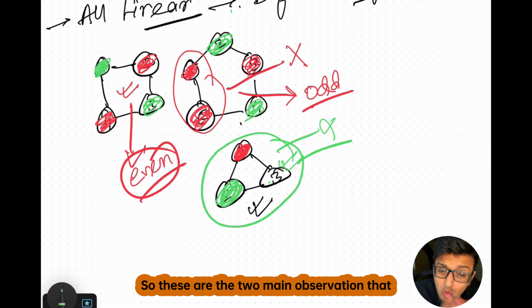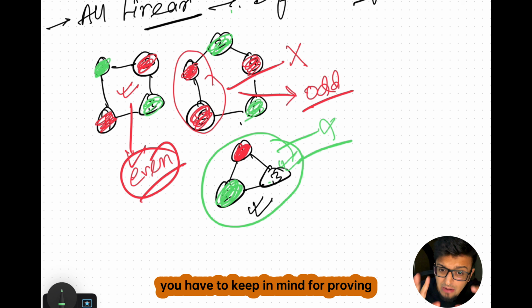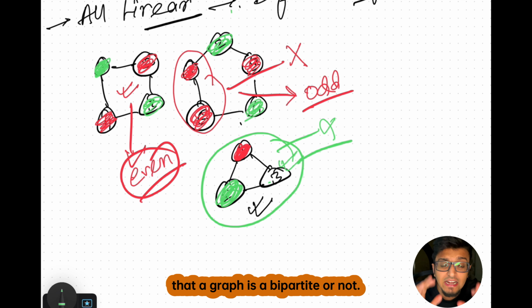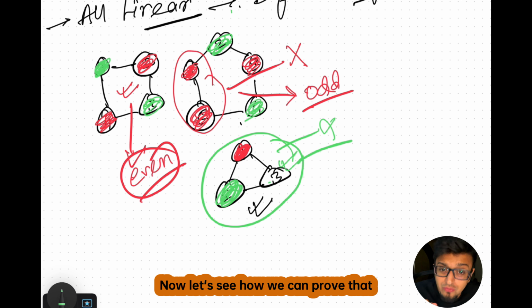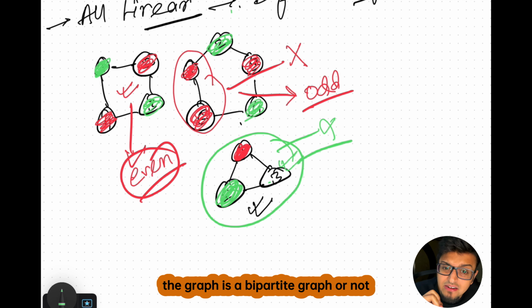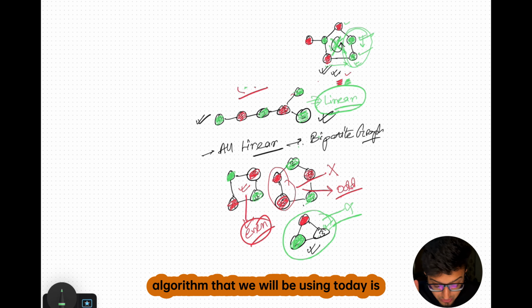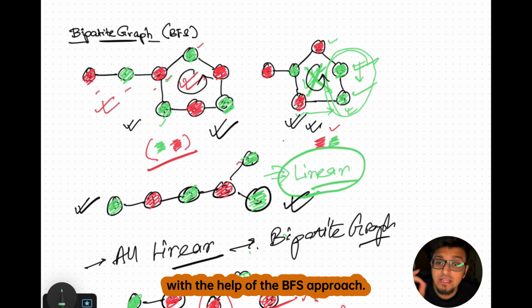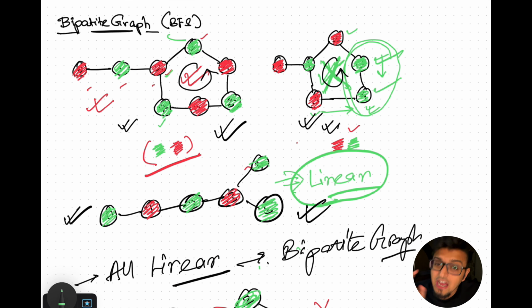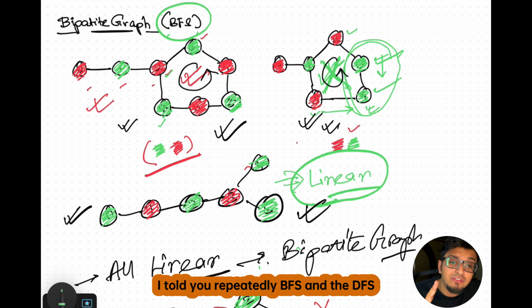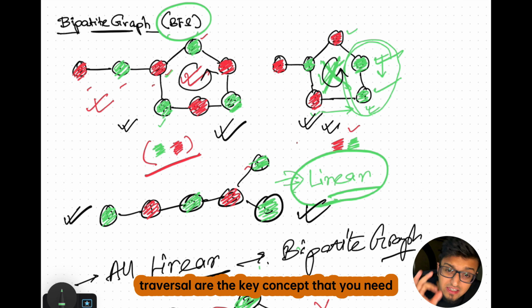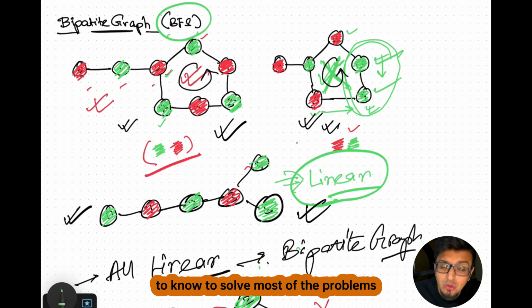So these are the two main observations that you have to keep in mind for proving whether a graph is bipartite or not. Now let's see how we can prove that the graph is a bipartite graph or not with the help of an algorithm. And the algorithm that we will be using today is with the help of the BFS approach. I told you repeatedly, BFS and DFS traversal are the key concepts that you need to know to solve most of the problems on graphs.